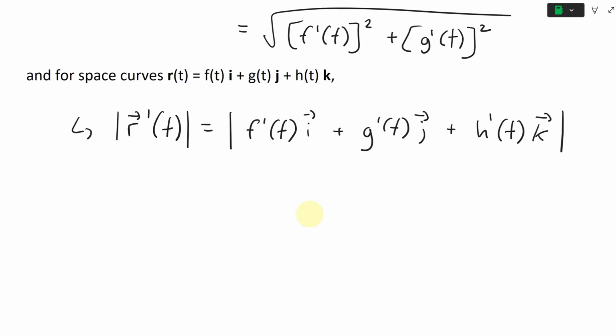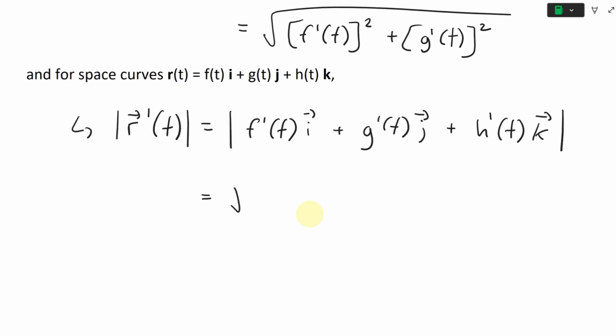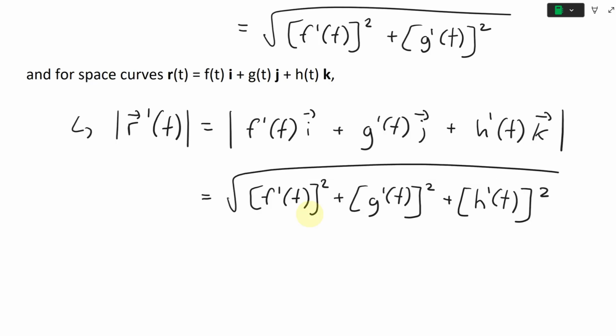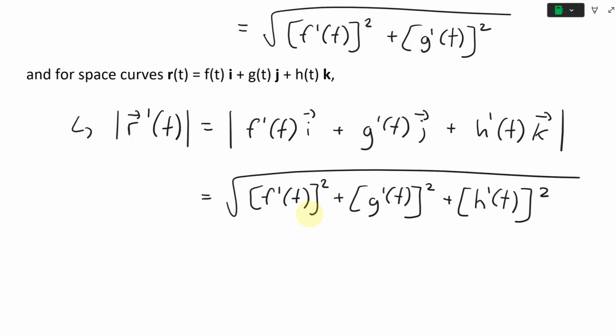Now this equals, same thing, so just take the full square root of f prime of t squared plus g prime of t squared plus h prime of t squared, like that. Yeah, so that's what we have.